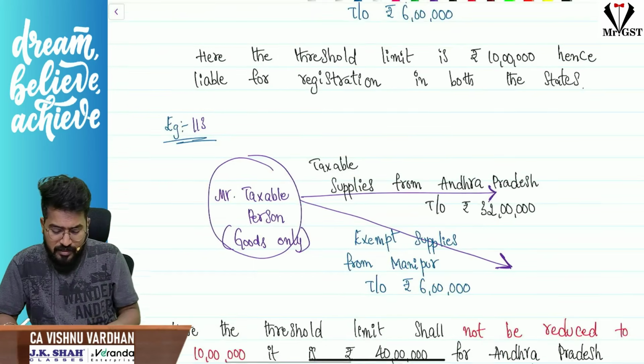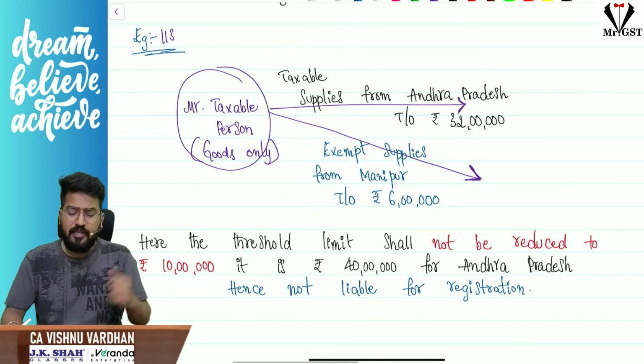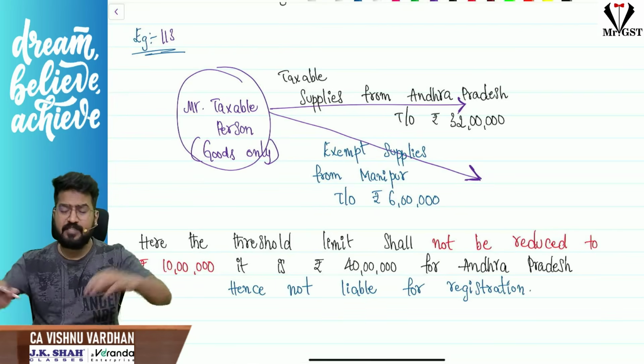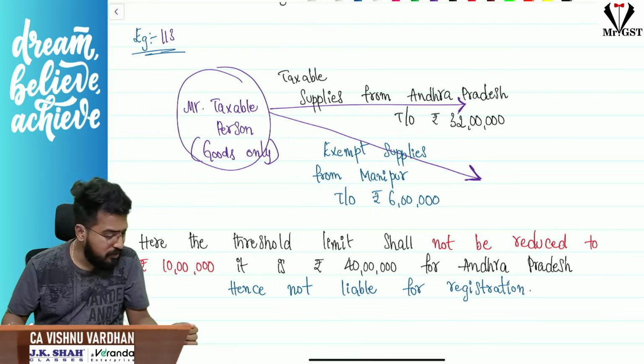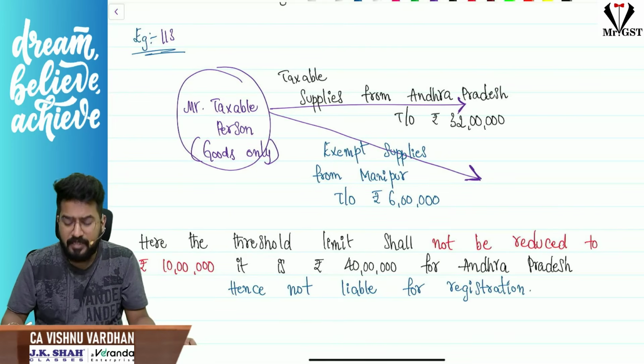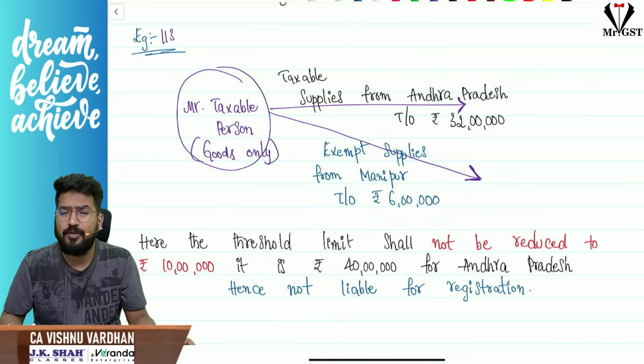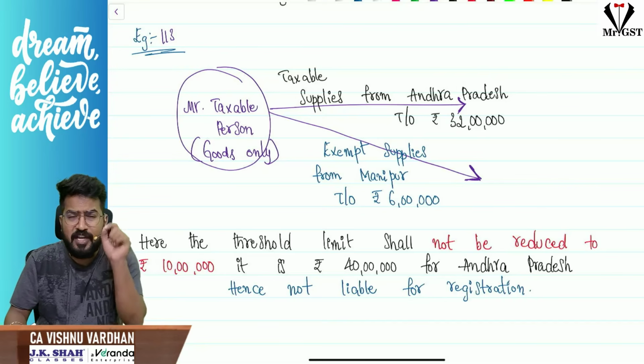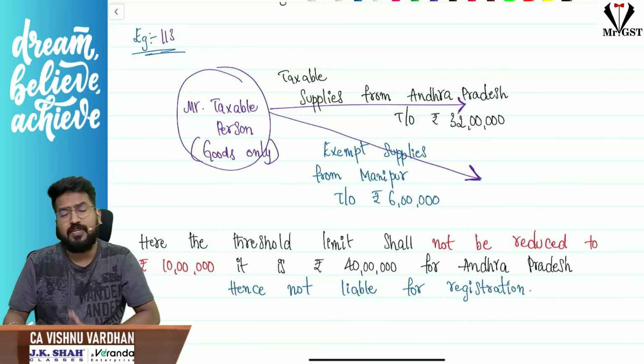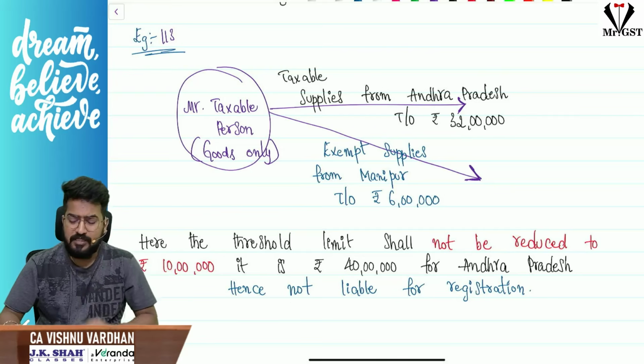Okay, next. Here I am making taxable supplies from Andhra Pradesh and exempt supplies from Manipur. If you see, aggregate turnover is 38 lakhs. But what is the threshold limit? Because in the special category state, you are exclusively dealing with exempt supplies. You are exclusively dealing with exempt supplies. Sir, you can happily what?